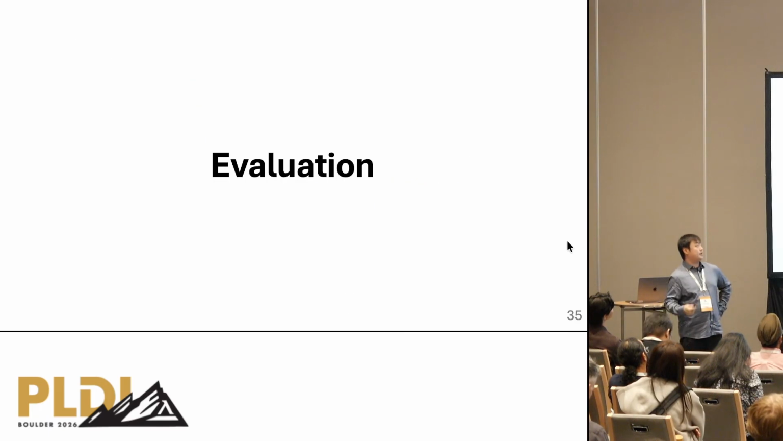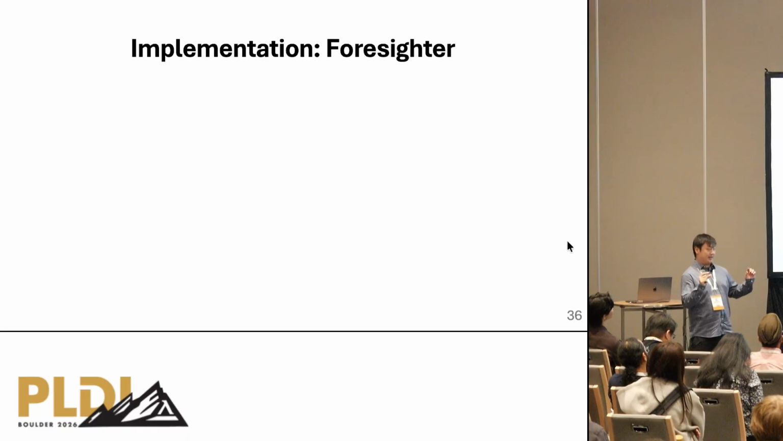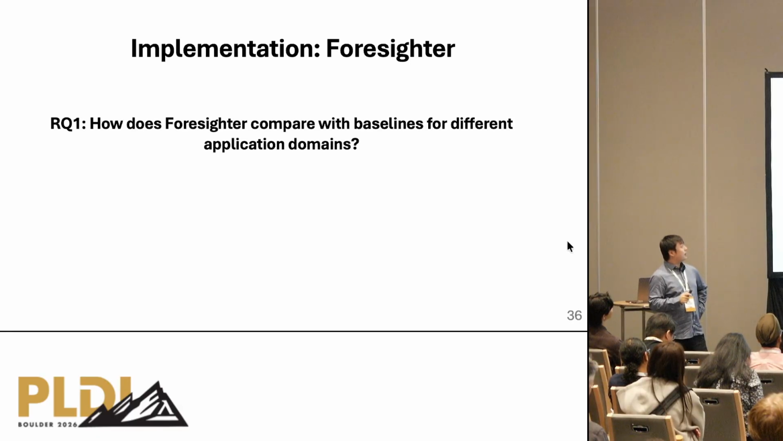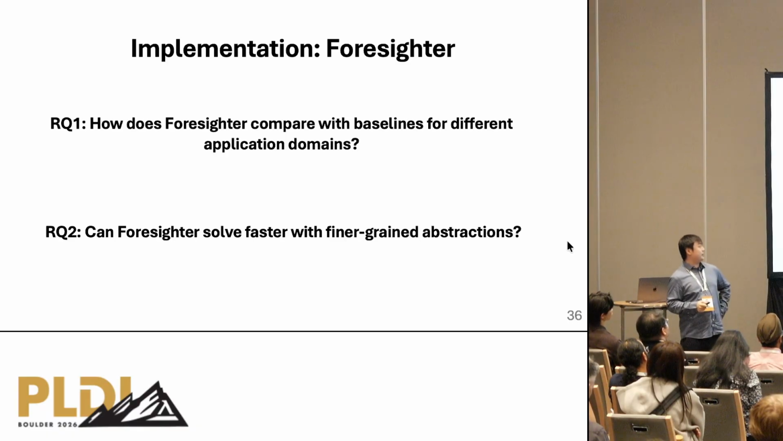So let's talk about the evaluation. We implement our tool called Foresighter because it has the foresight of the search space as you build it offline. There are some key questions that you may be concerned about. First is, how does Foresighter compare with baselines for different application domains? And the second question is, can Foresighter solve faster with finer-grained abstractions?